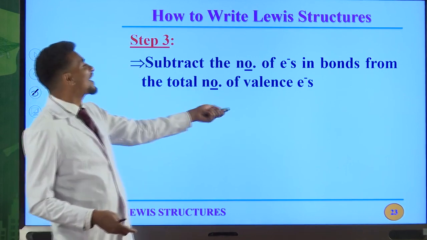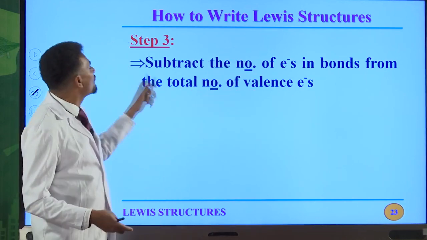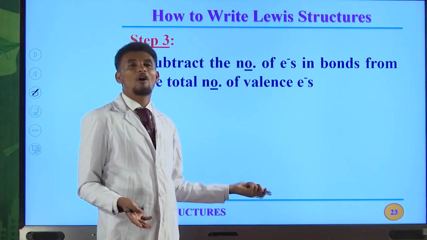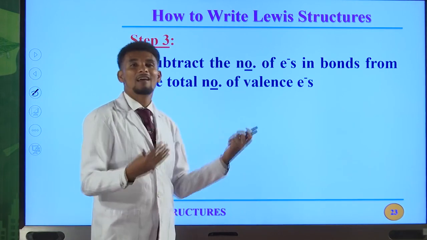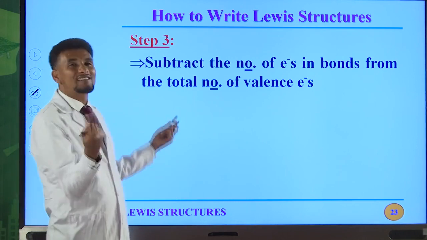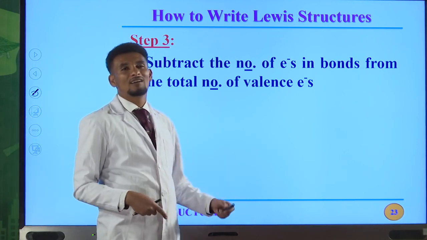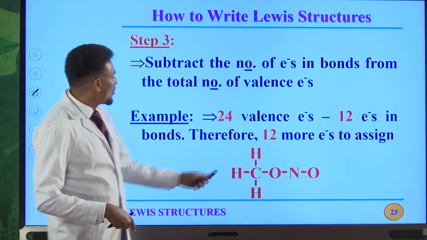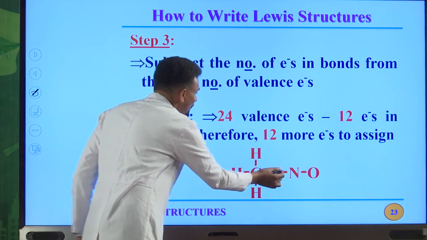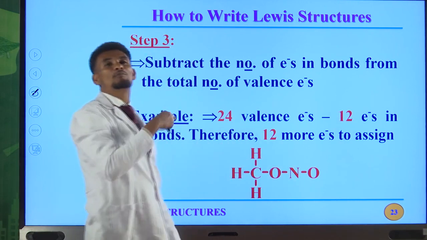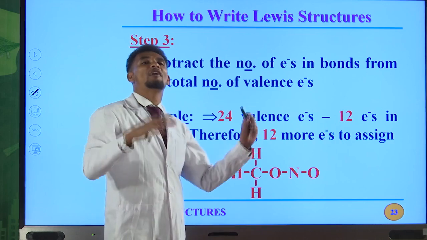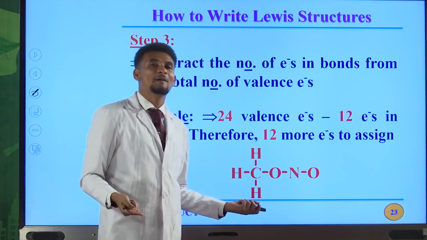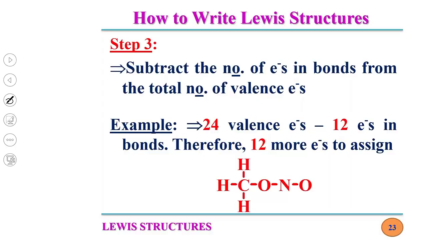Third step, subtract the number of electrons in bonds from the total number of valence electrons of the molecule. What is the total number of valence electrons for the same molecule? For methyl nitrite, 24 electrons. And how many bonds do we have? 1, 2, 3, 4, 5, 6. And 6 bonds are formed from 12 electrons, because one bond is formed by sharing of 2 electrons. So 24 minus 12, we are left with 12 more electrons.